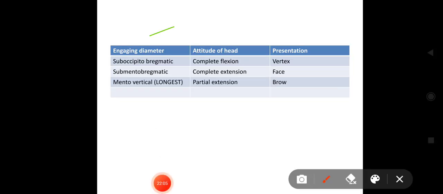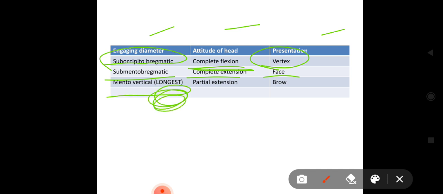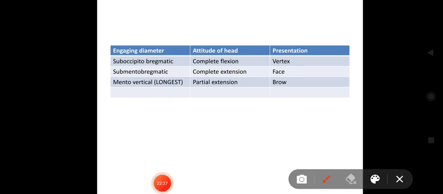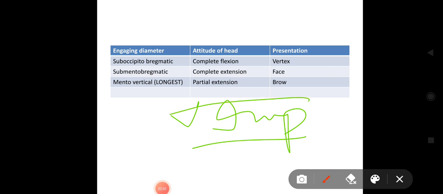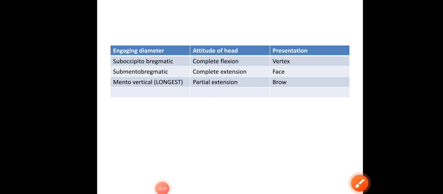So engaging diameter, attitude of head and presentation. Engaging diameter is suboccipitobregmatic in complete flexion of the head, and the presentation is vertex. Submentobregmatic: complete extension of the head; if the head is completely extended, then the presentation will definitely be face. Mentovertical, the longest diameter: partial extension, and the presentation is brow. So this table is very important. You just remember engaging diameter, attitude of head, and presentation.